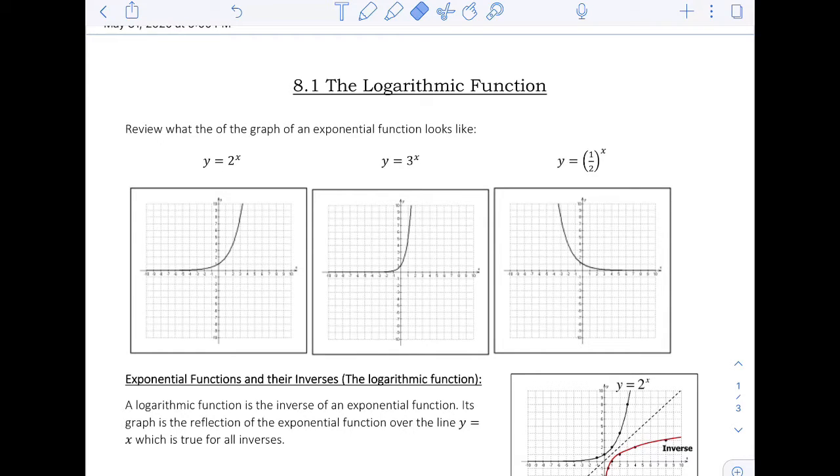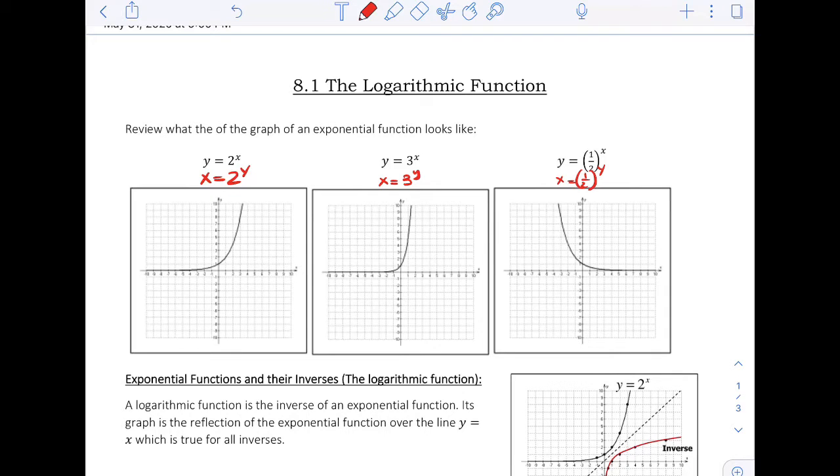When we deal with the inverses of these, now remember the inverses, we can make the equations by changing our x and y values. That would be the inverse. The inverse of the second one would be x is equal to 3^y. And for the last one, the inverse would be x is equal to (1/2)^y. Those are the inverses. Now, what do the graphs look like?